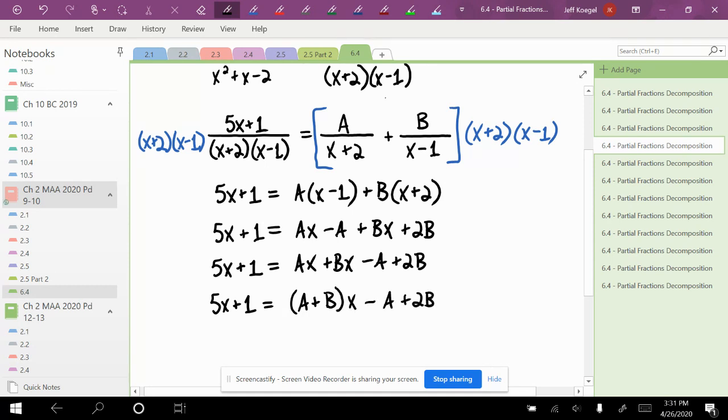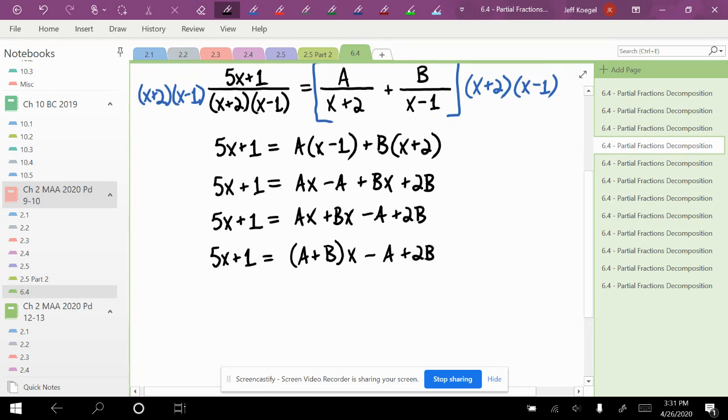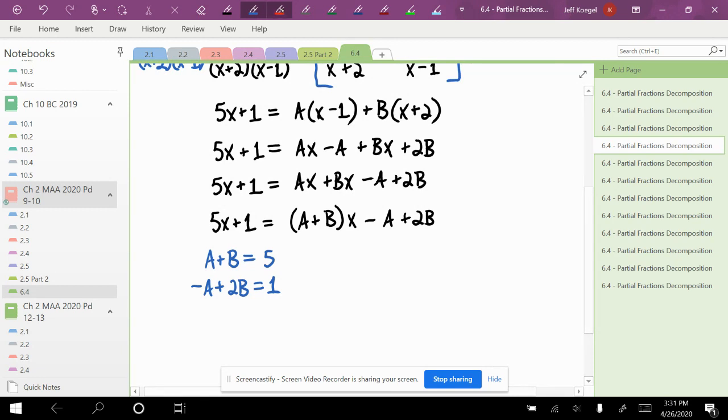What we're doing is looking to match the two sides up. We have 5x here and we have A plus B times x. That's why we factored the x to the right, so we can make those terms match up a little bit easier. So that tells us that A plus B has to equal 5. It also tells us that negative A plus 2B has to equal 1. When we do that, we've set up a system of equations that we can solve for A and B.